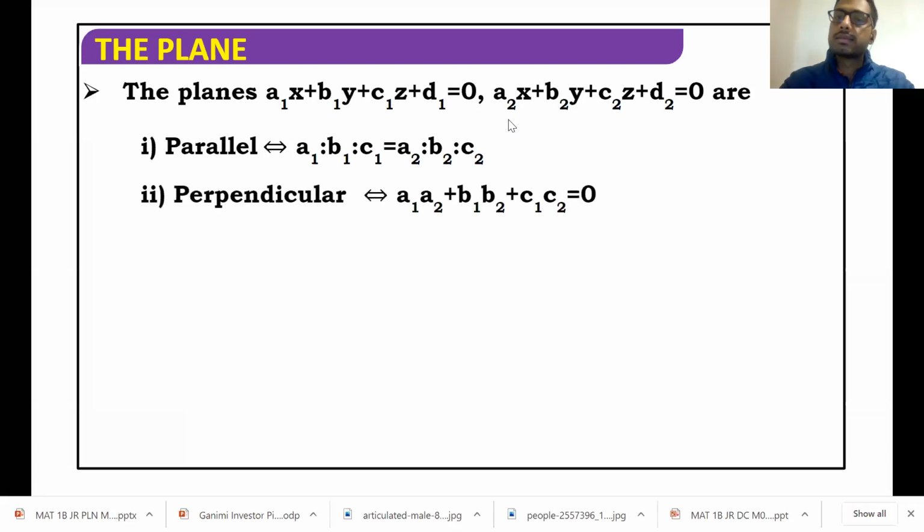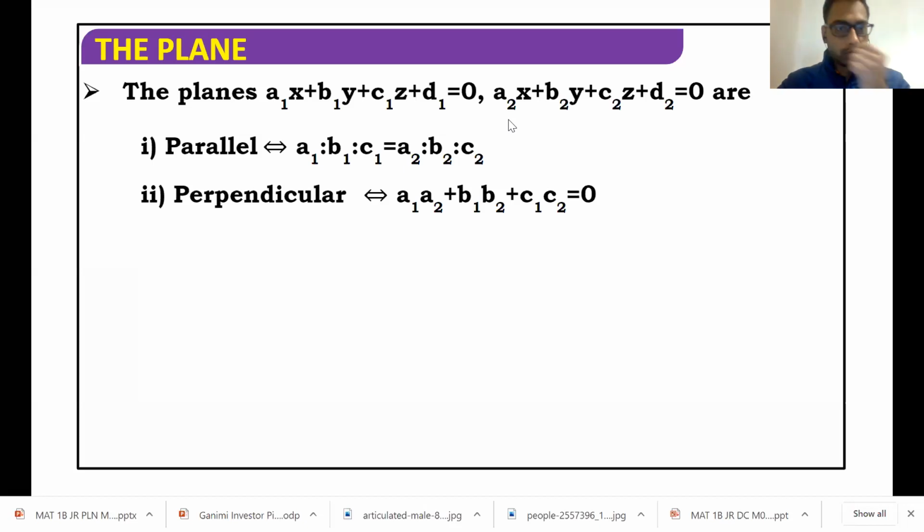The planes will be parallel if they satisfy the condition of the direction ratios being proportional. So direction ratios of the first normal a1 b1 c1 and direction ratios of the second normal a2 b2 c2, the ratios should be constant. If the ratios are constant, I can say that the two planes are parallel.